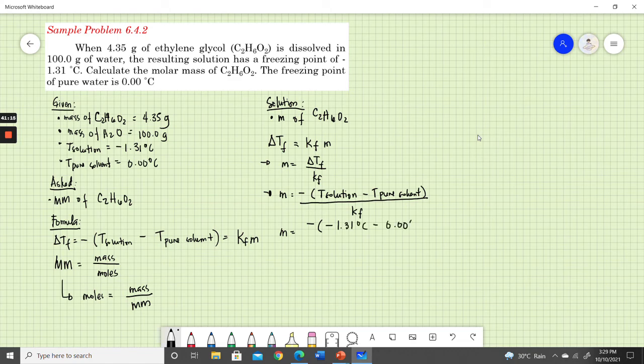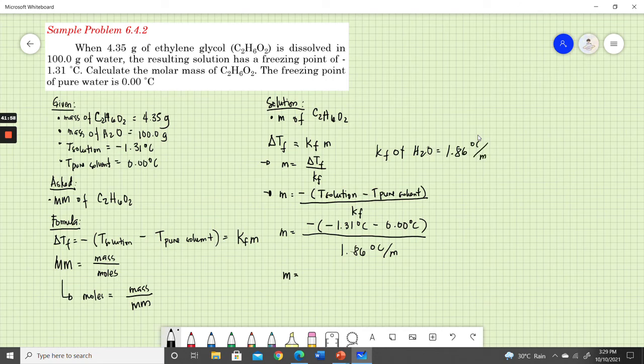minus 0.00 degrees Celsius, divided by, so yung Kf, since it's water, nasabi ko kanina hindi naman nagbabago yung Kf ng H2O, so this is still 1.86 degrees Celsius per m. Okay, so m is equals to, saan natin ito nakuha? It's from the previous problem. And it's common knowledge na I want you guys to remember is the Kf of H2O, hindi ito nagbabago, is always equals to 1.86 degrees Celsius per molal.